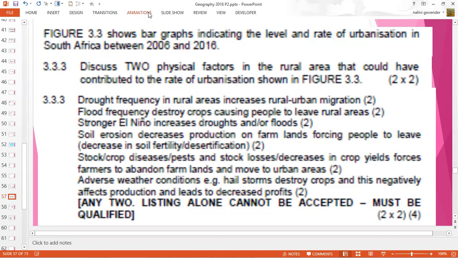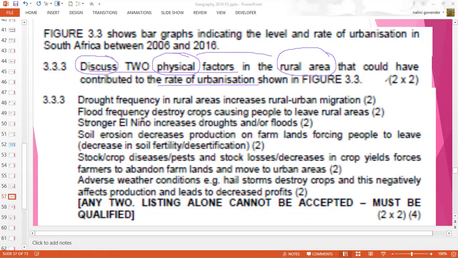It talks about looking at those graphs, showing us the level and rate of urbanization in our country. Discuss two physical factors in the rural areas that may have contributed to the rate of urbanization. In other words, give two physical reasons why people may have left rural areas, right? And again, it's physical factors. Give physical factors why people may have left our rural area. And of course, it says discuss. You must write a small story about it. Not too much, but maybe 2 or 3 lines on each factor.